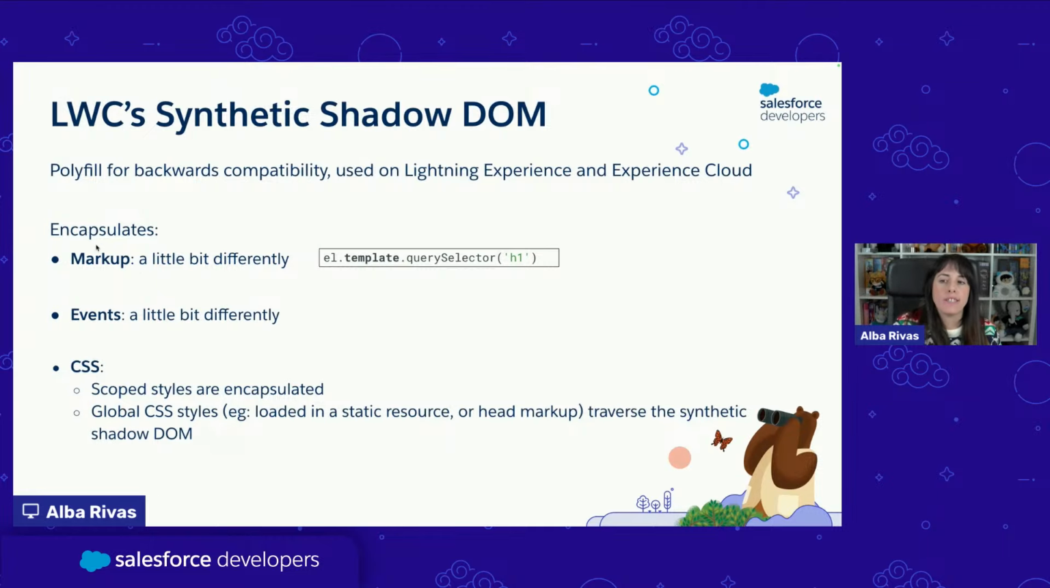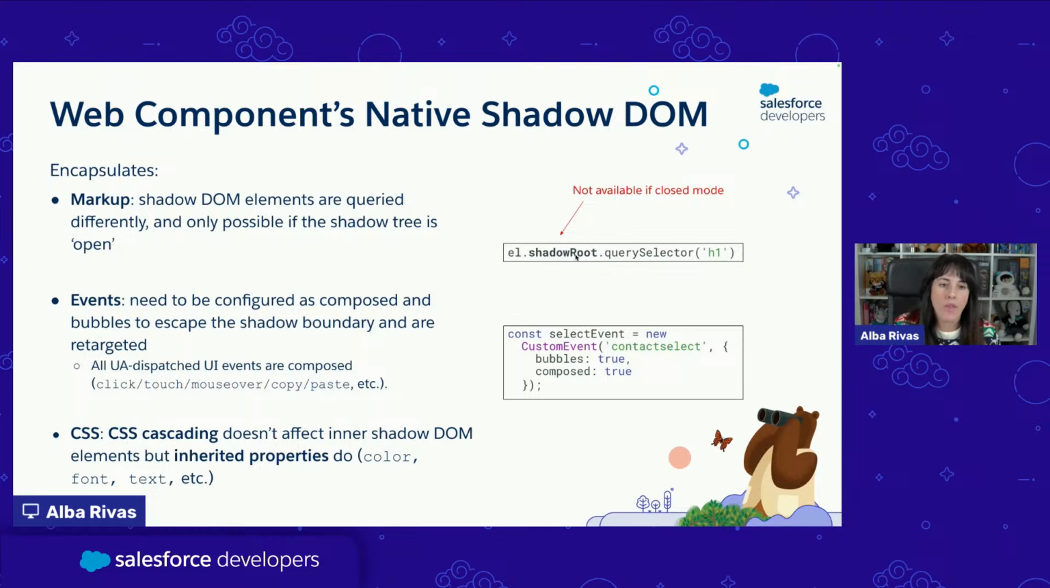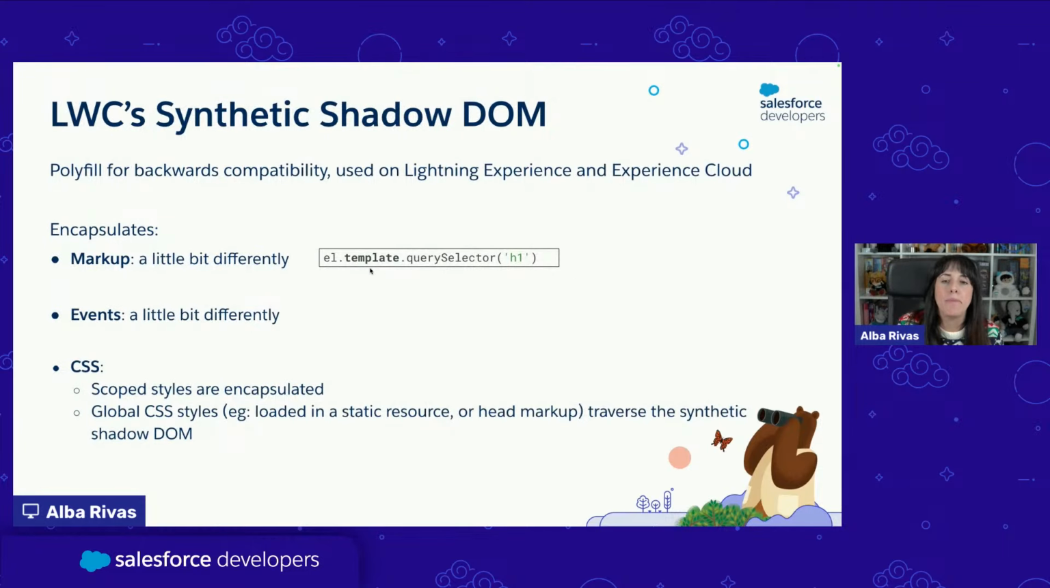So, for instance, we encapsulate the markup, but if you have worked with Lightning Web Components, you know that we don't really use this shadow root property except for test, but we use a template property to access the components. The events work a little bit differently, but I'm not going to get into the details today. And the main difference that I wanted to mention is in regards to CSS.